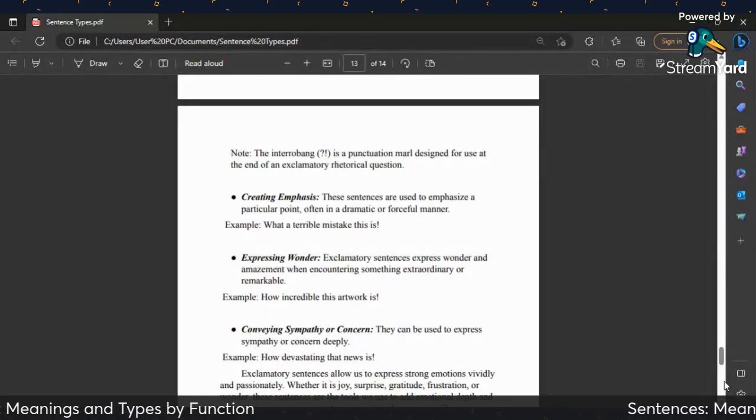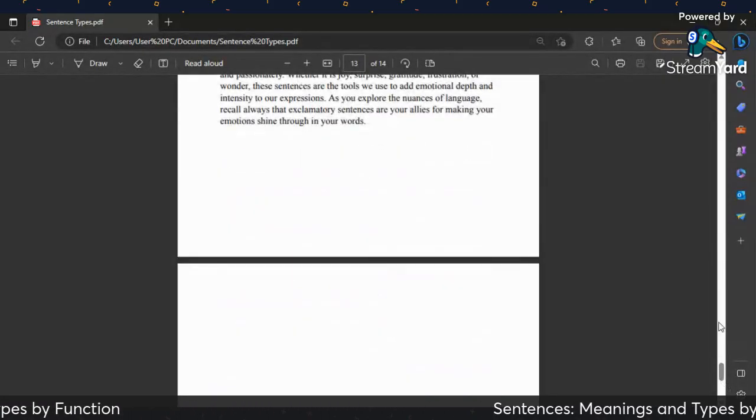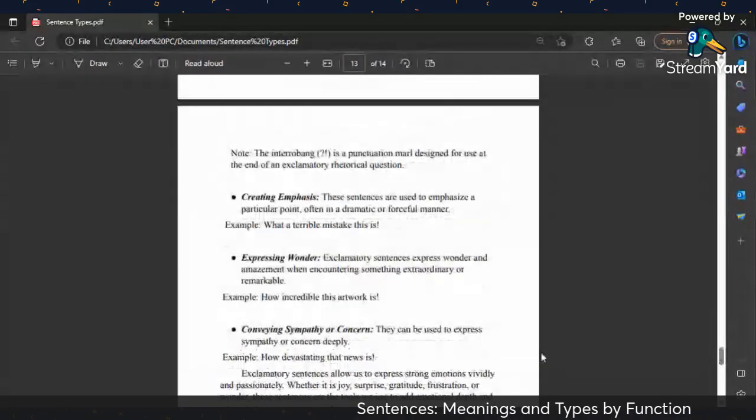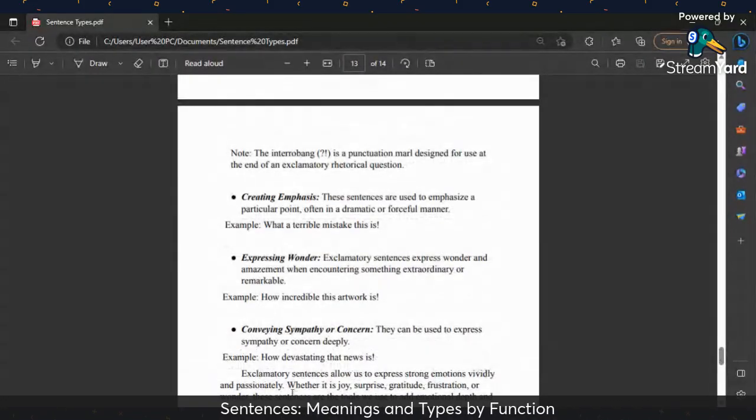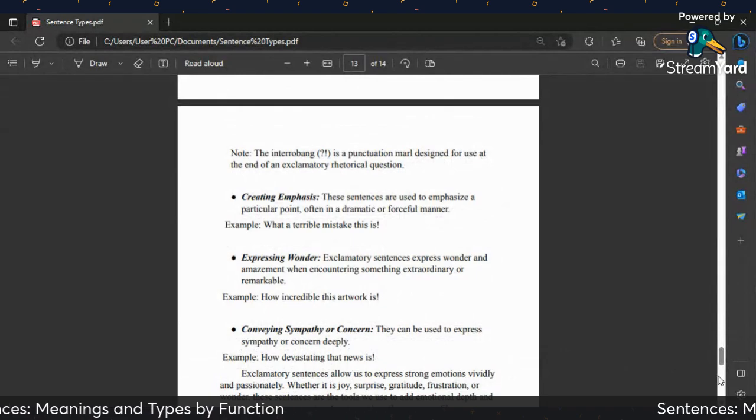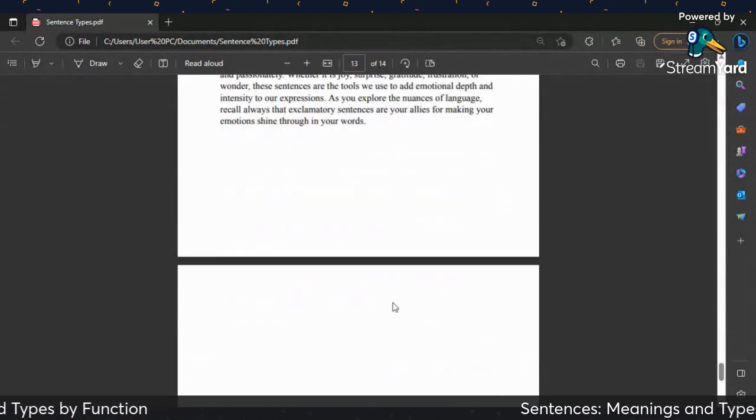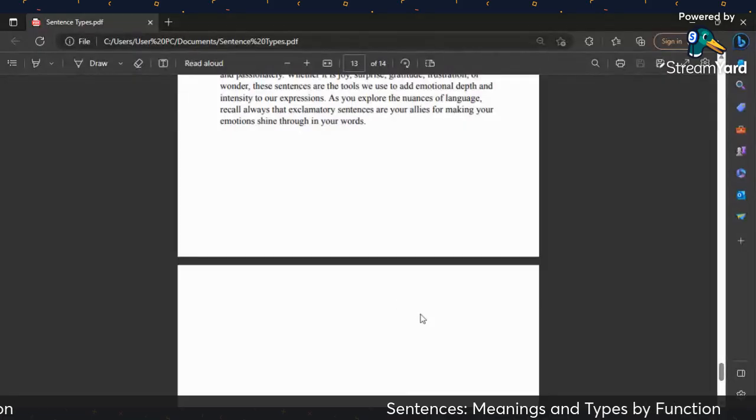So, in essence, we use the exclamatory sentences to express strong emotions vividly, whether we are talking about joy, surprise, gratitude, frustration, or wonder. And yeah, we've come to the end of this class.